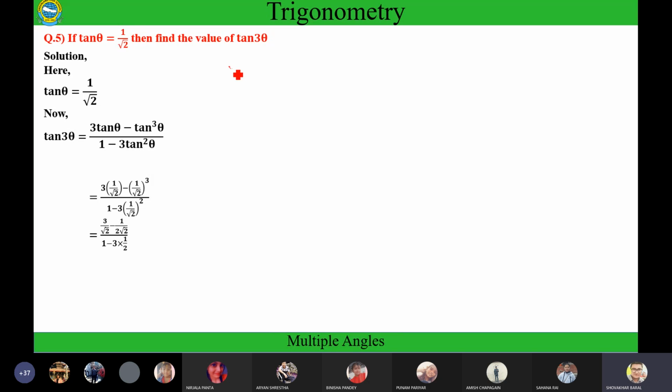As I told you earlier in the last class also, square root 2 cube is equal to 2 square root 2. I'm sorry if there is any disturbance with the presentation.